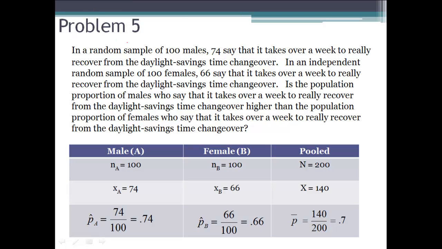So now we come to problem 5, and in this one we have another problem with proportions. But now there are 2 samples, males, which I'll call group A, and females, which I'll call group B. And at least here, we're just getting the information for males, sample size of 100, 74 of whom say it takes over a week to recover from daylight savings.